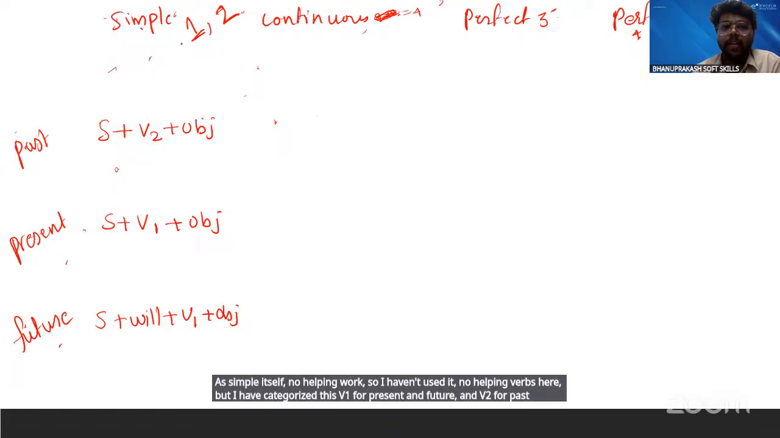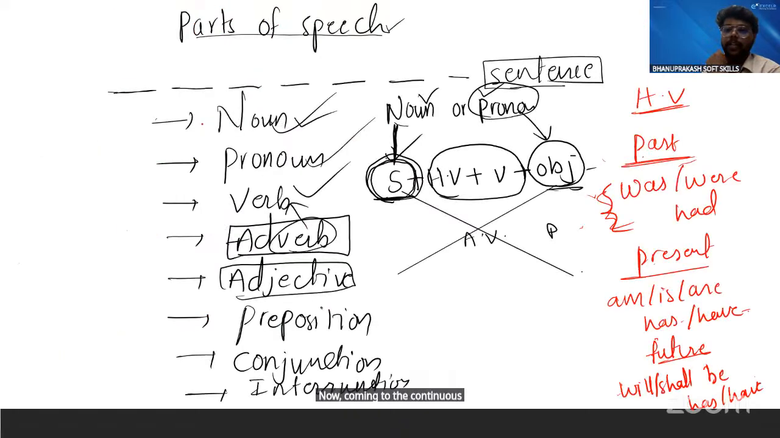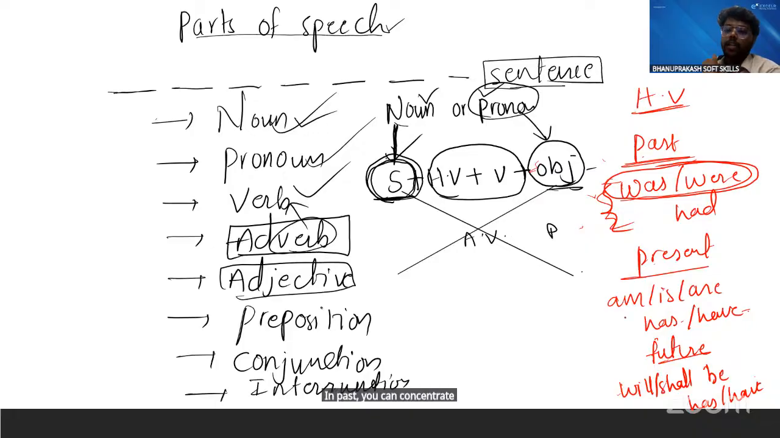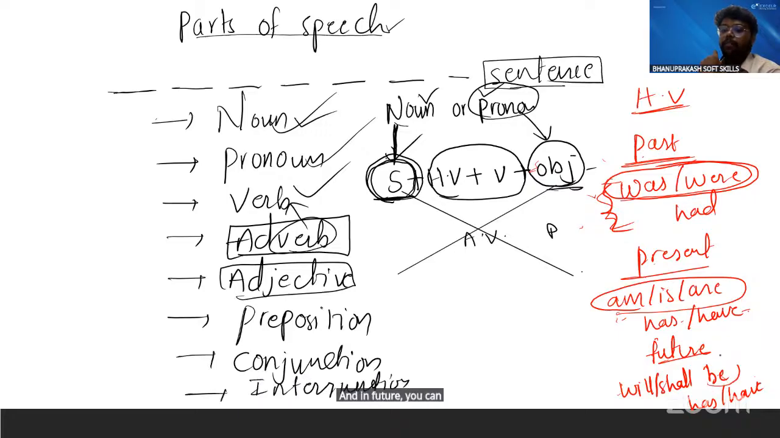The same thing that I have written here. Okay. Now coming to the continuous. Here you can observe, in past you can only concentrate on was, were. In present you can concentrate on am, is, are. And in future you can concentrate on the be word. So these are the words that we are going to use in the continuous.